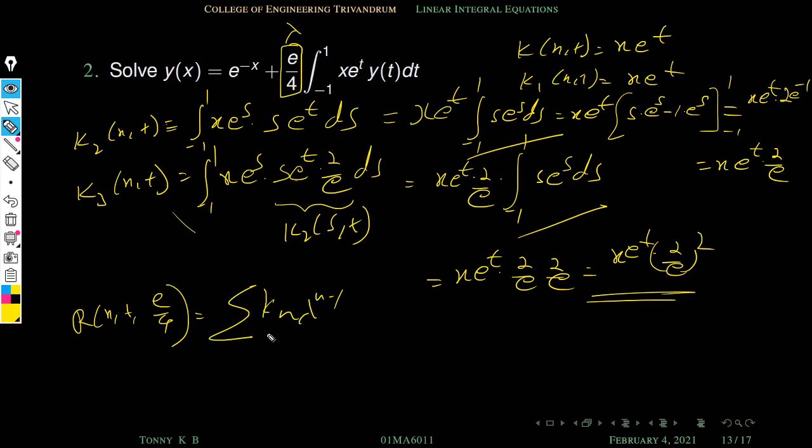Okay, once you get R(x,t;lambda), what is the value of R(x,t;lambda)? Here R(x,t;lambda) is 2x e raised to t. Okay, by simplifying we get it is 2x e raised to t.